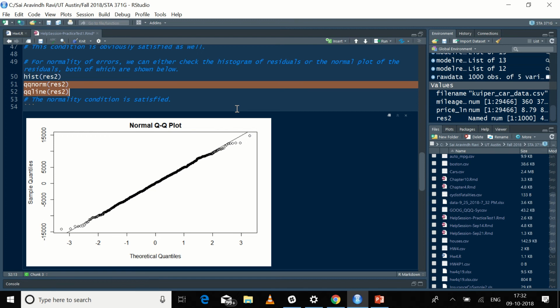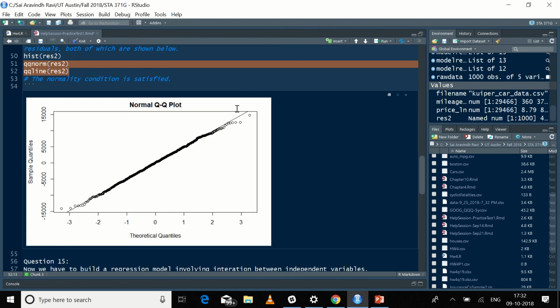Oh, I meant the plot and the AB line together. No, you don't have to. That's plotting the raw data, but it doesn't really make sense for a multiple linear regression. The QQ norm would just give you the points, and then you put the QQ line, which gives you the reference line. That's why you do it together.